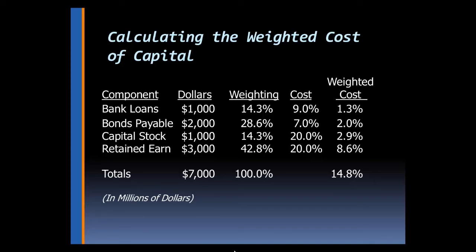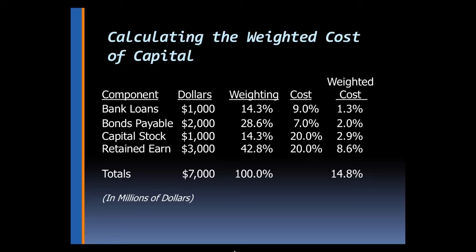Divide $2 million by $7 million, you get 28.6%. Divide $3 million by $7 million, you get 42.8%. So if you add those all up, it represents 100% of your capital.